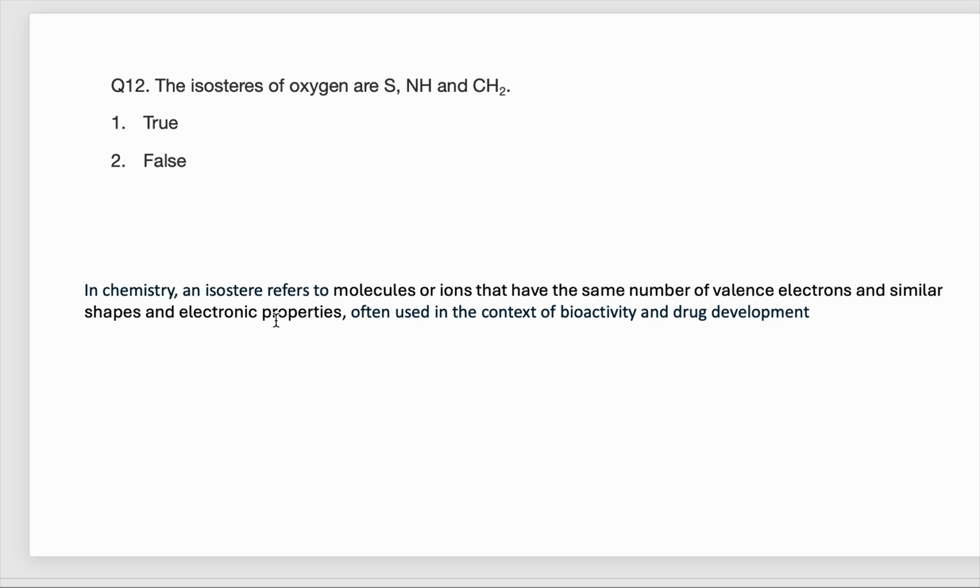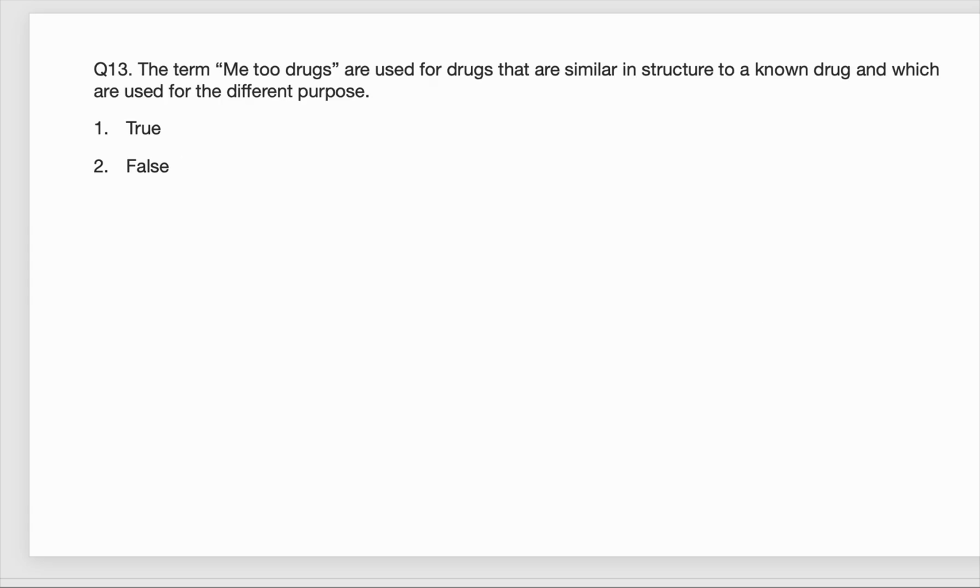Isosteres of oxygen are S, NH, and CH2. Isosteres refer to molecules or ions that have the same number of valence electrons and similar shape and electronic properties, often used in the context of bioactivity and drug development. That's true, but the easiest way to do that is to count the number of electrons. If they are the same, they have the same number of electrons. Perfect. So this is true.